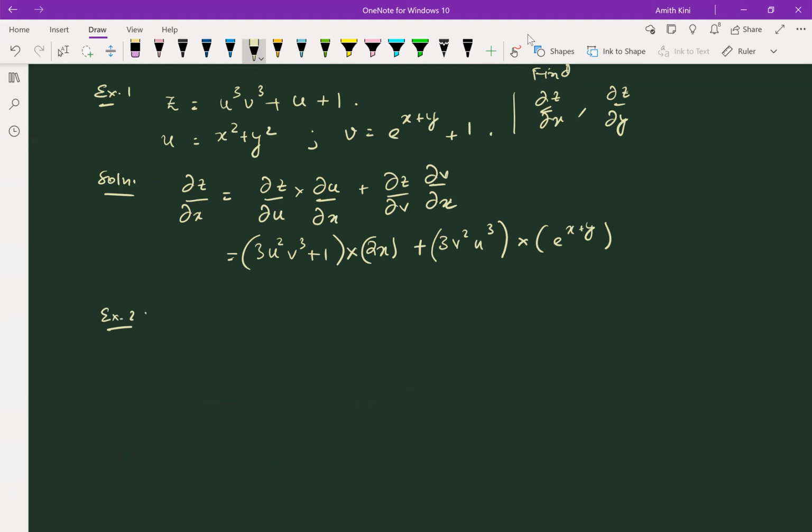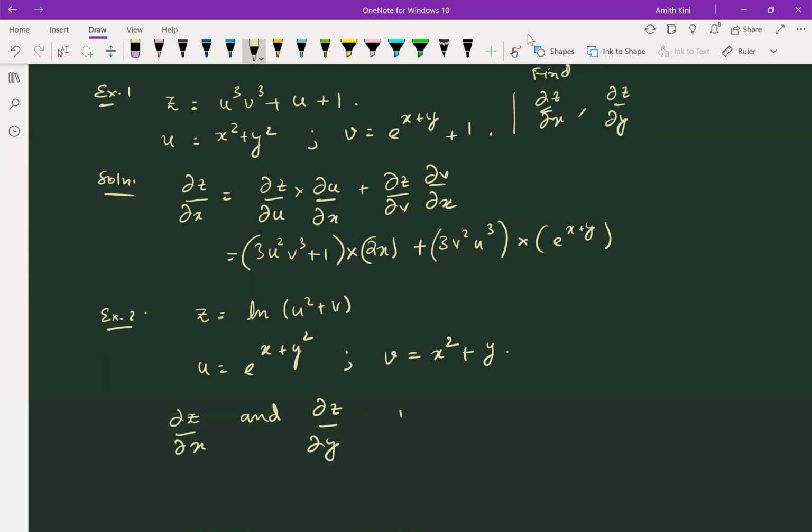Example 2. Z is log of u square plus v, where u is e power x plus y square and v is x square plus y. I want del z by del x and del z by del y both.